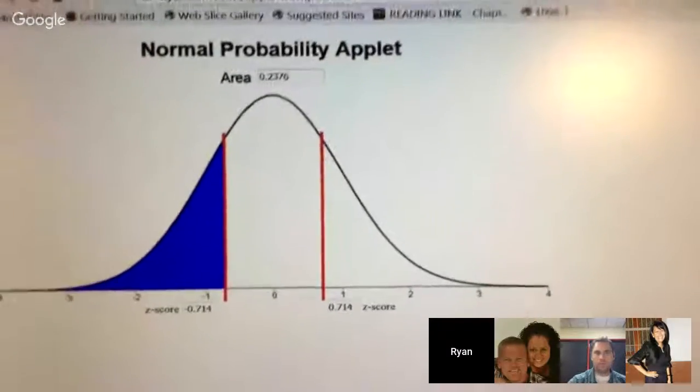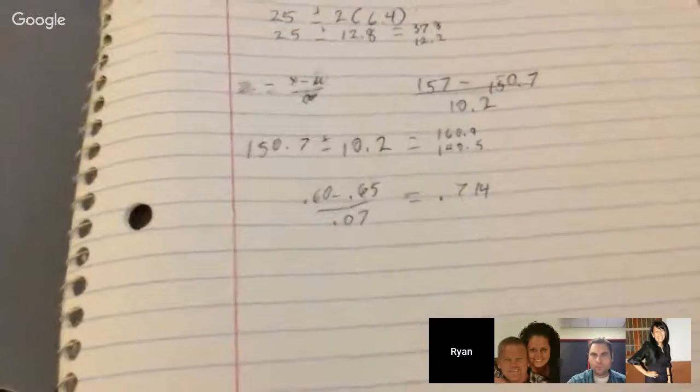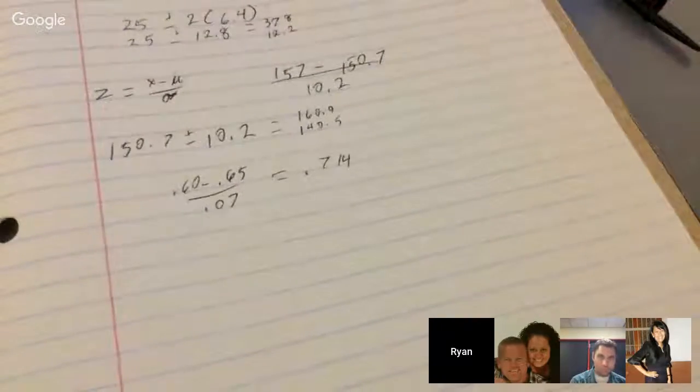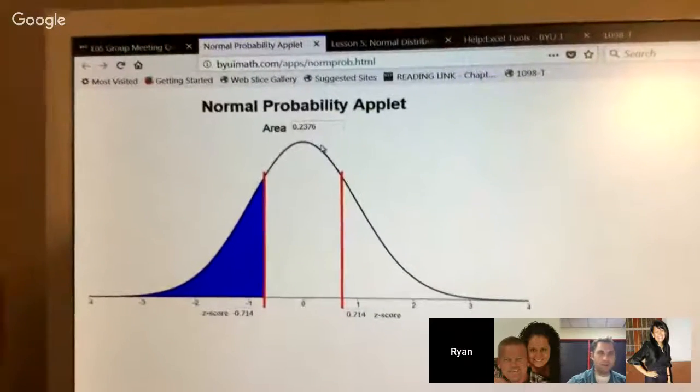Like I said, that's what I'm getting, but this is my work right here. I took the 0.60, minused it from the 0.65, and then divided by the standard deviation, and that got me the 0.714 because I rounded. Yep, that's the applet there. That's perfect, yes. Oh, and then you just put that in the applet.